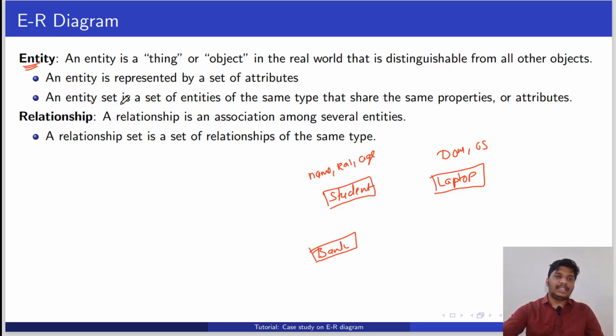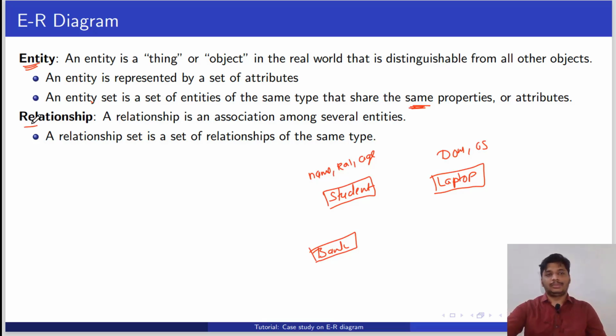An entity set is a set of entities of the same type that share the same properties or attributes. For example, student is a different entity, laptop is a different entity. If we combine the student and laptop, will they be able to form an entity set? No, because they have different properties. For entity student, name, roll number, age are the set of attributes. Similarly for entity laptop, date of manufacturing and operating system are the attributes. I hope you understand the difference between entity and attributes now.